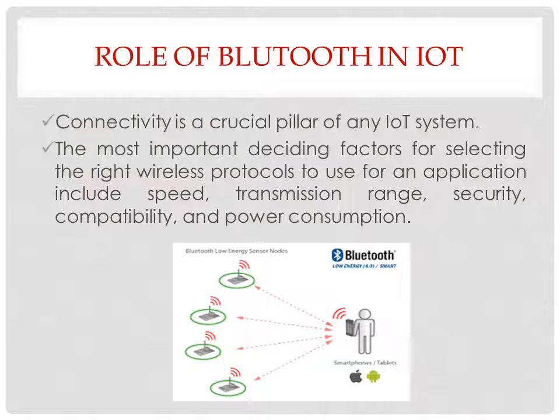Connectivity is a crucial pillar of any IoT system. The most important deciding factors for selecting the right wireless protocols to use for an application include speed, transmission range, security, compatibility and power consumption. Now we will focus on BLE and explore the key characteristics that make it the technology of choice for many IoT designers.